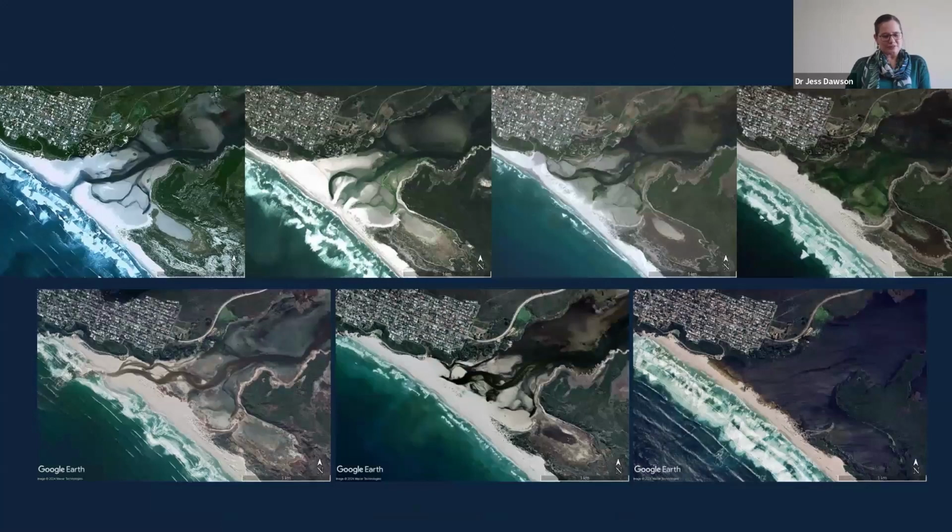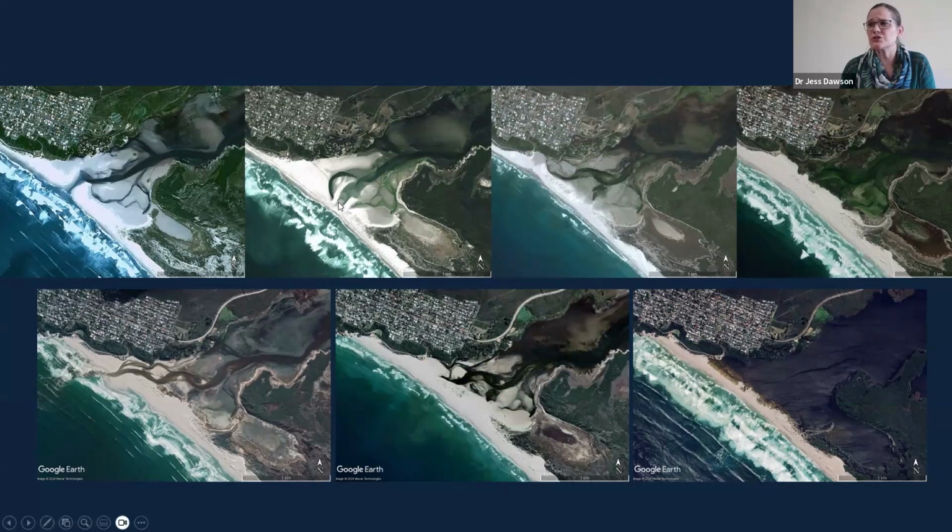So if we look at those again, you can see that there's a huge amount of change in this estuary, and this was over a 10-year period. And that's only considering about 15 to 20 satellite images that were available. So this estuary goes through a lot of change in that time. We have situations like the first picture over here where the estuary is open and the mouth is sort of a quarter of the way across the system.